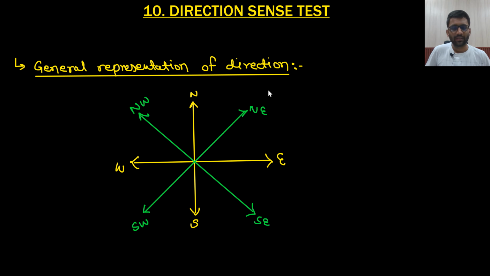And in between, this side would be northeast, north and east. This is between south and east, this would be southeast. This is between south and west, so southwest. And this is between north and west, so northwest. So these are the mid directions.